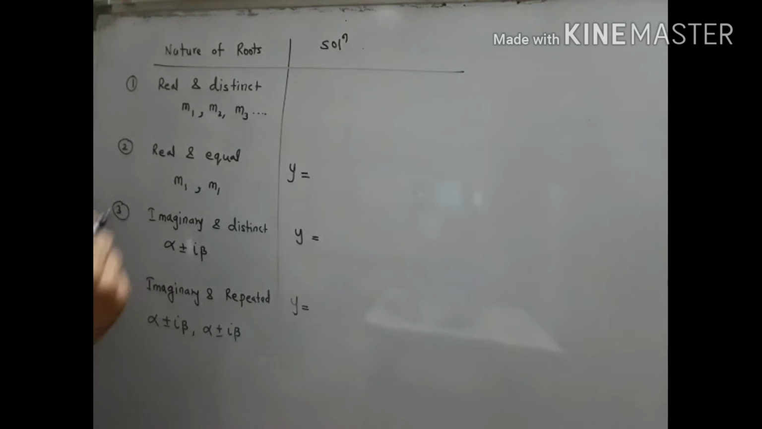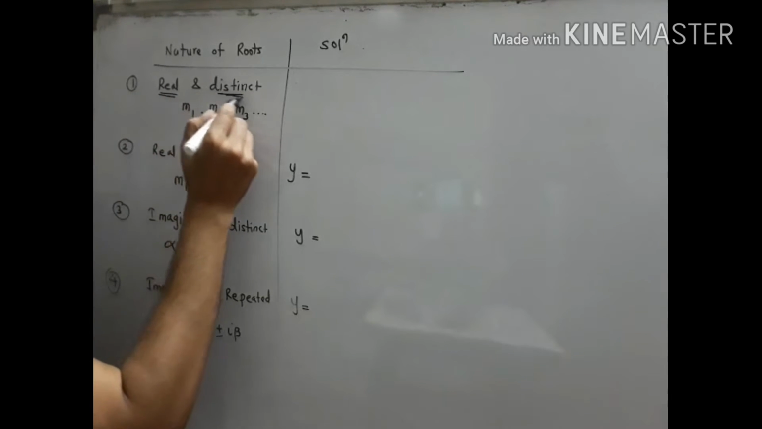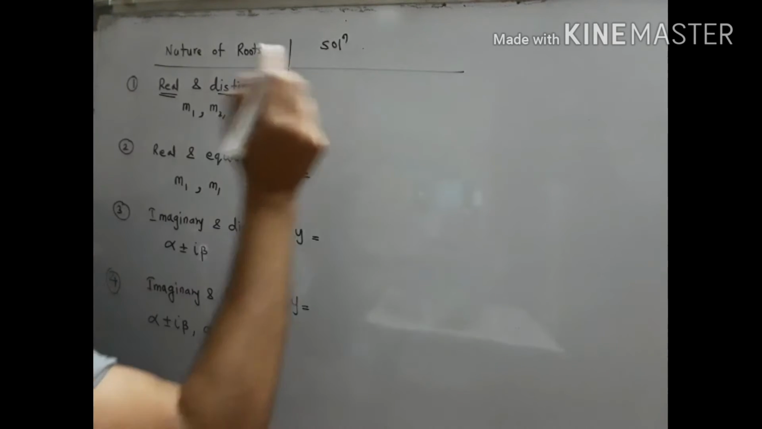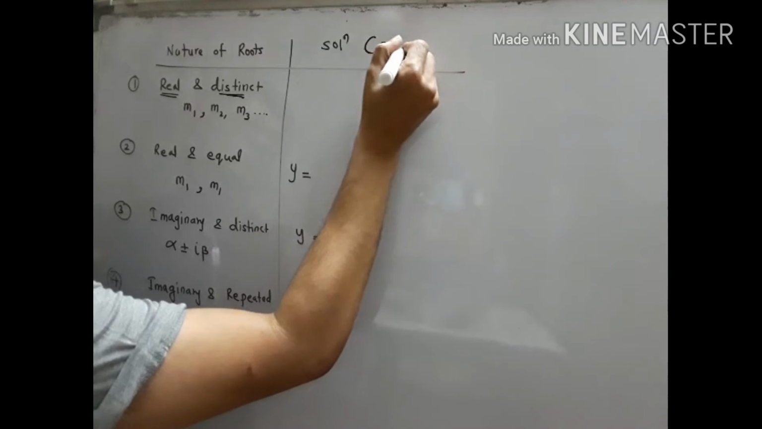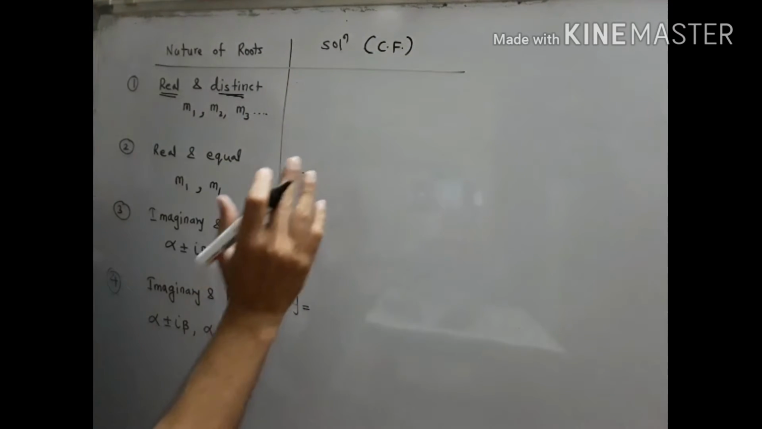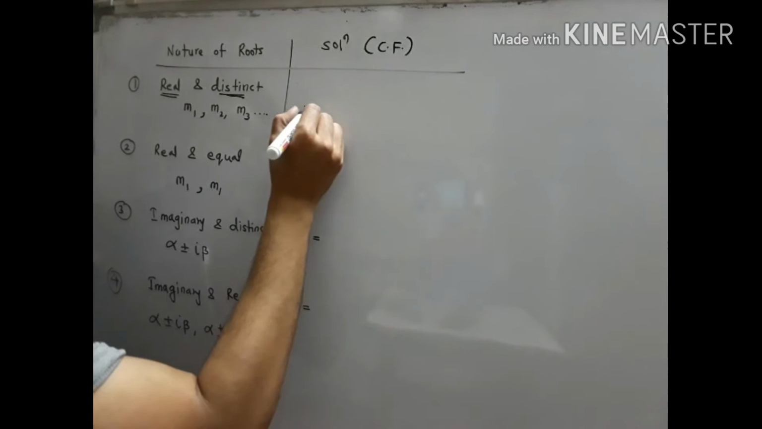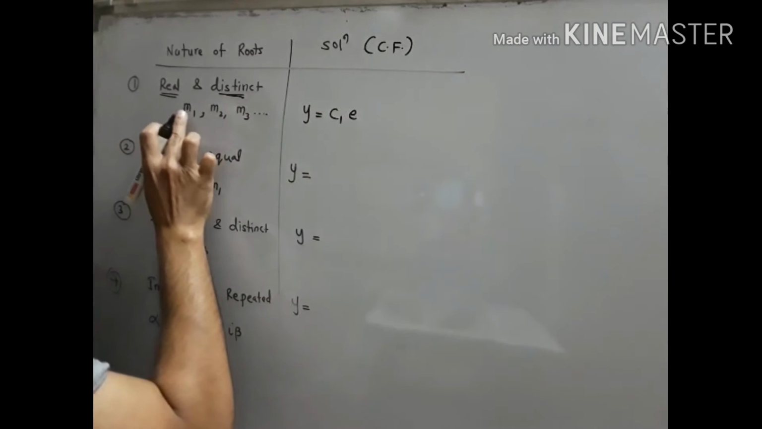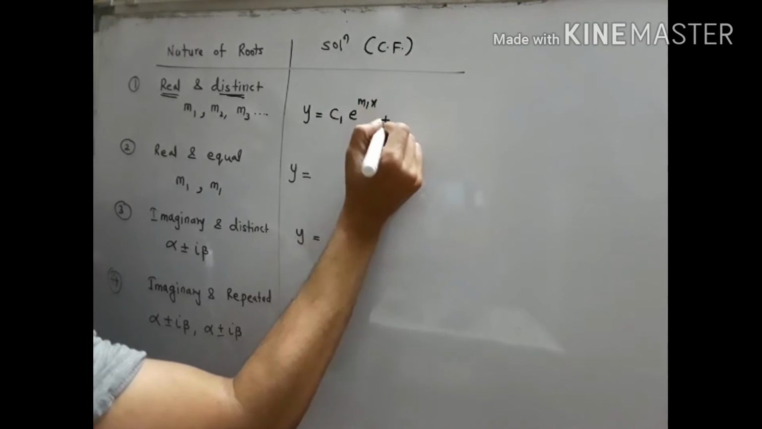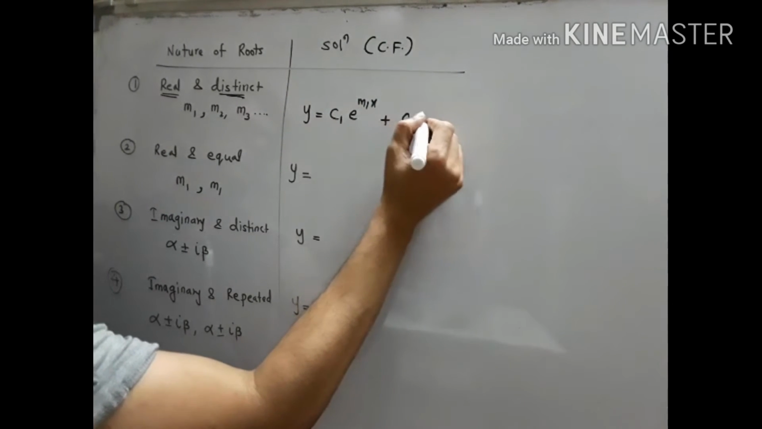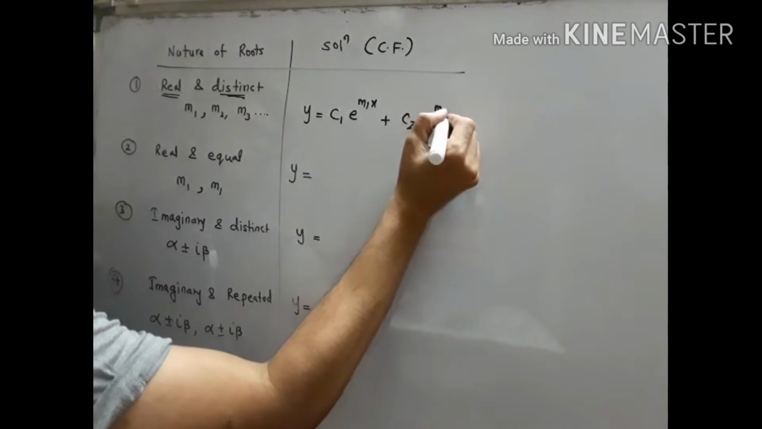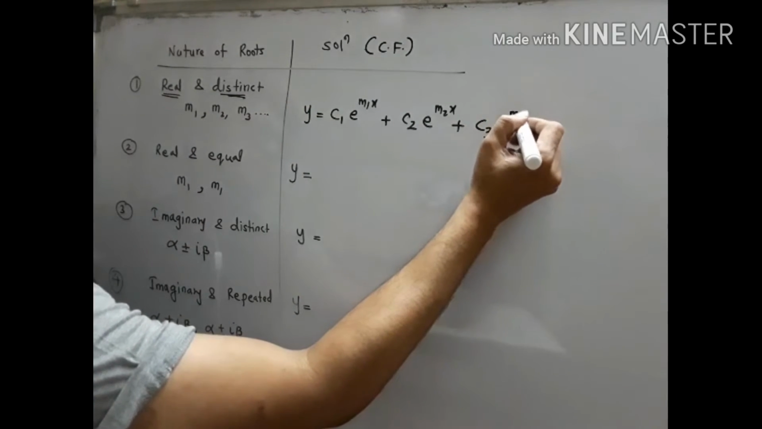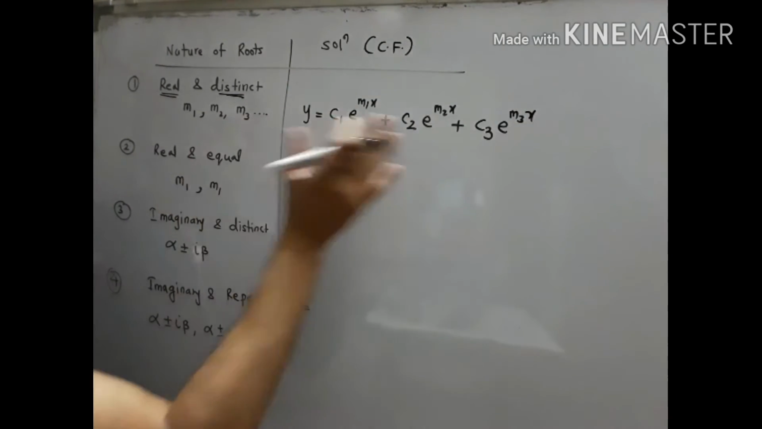So suppose the roots are real and distinct real numbers. For example, m1, m2 and m3 are distinct real roots. Then the solution, which is also called the complementary function, please note the solution is called the complementary function, is given by y equal to some constant c1 e raised to m1x plus some other constant c2 e raised to m2x plus some constant c3 e raised to m3x, and it carries on. If there are more roots, you can write similar terms.